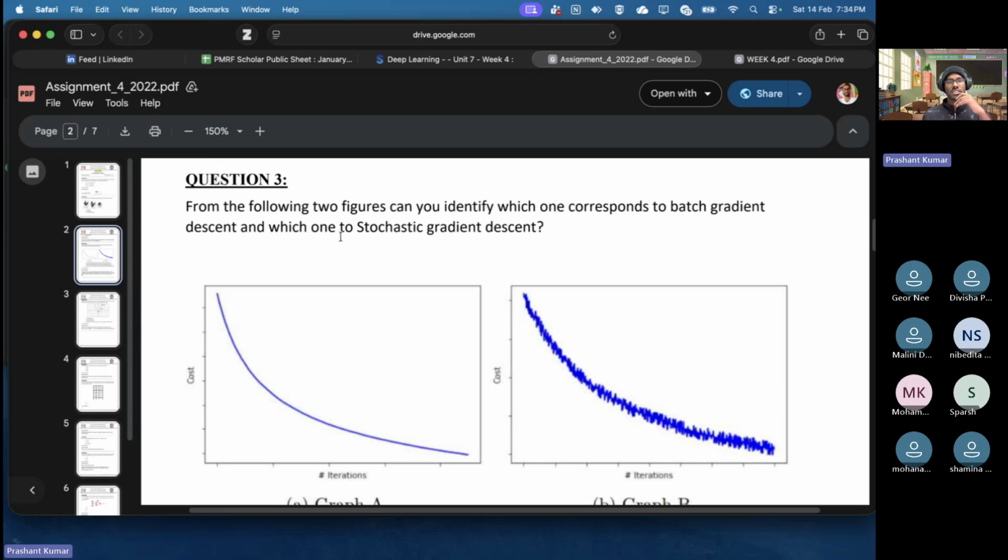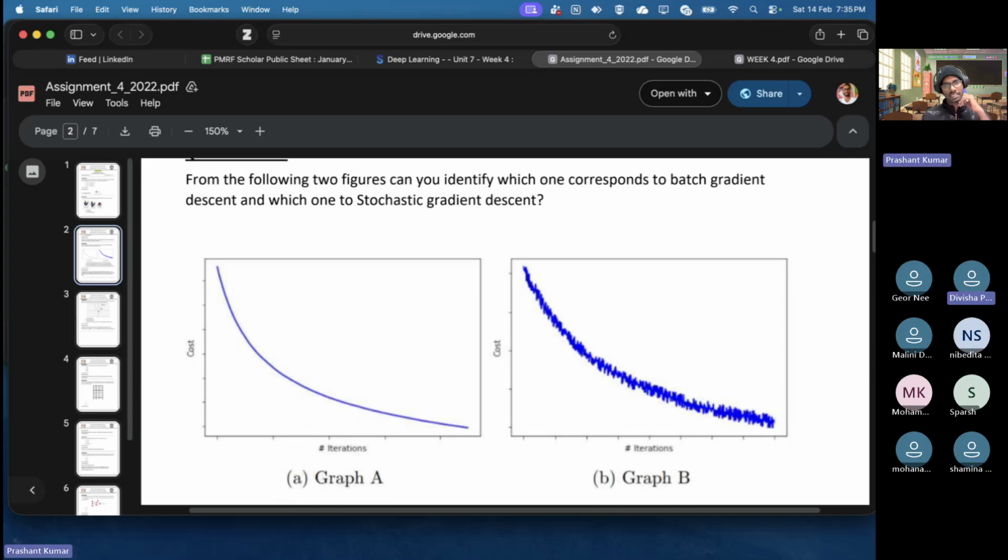This is another question. From the following two figures, can you identify which one corresponds to batch gradient descent and which one to stochastic gradient descent? Graph B is the batch one. Yes, so B is the batch basically, and the other is the stochastic gradient descent, right?